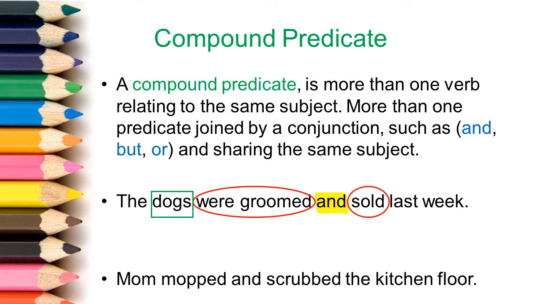Let's look at the second example. Mom mopped and scrubbed the kitchen floor. Who's the subject here? Of course, mom. What did mom do? She mopped and scrubbed. So the verbs here are mopped and scrubbed, linked together by the conjunction and. Who mopped and scrubbed? Mom mopped and scrubbed. So these two predicates or these two verbs share the same subject, mom.